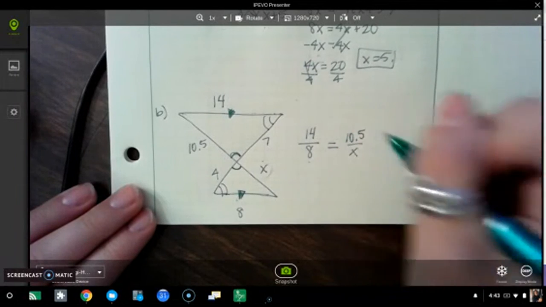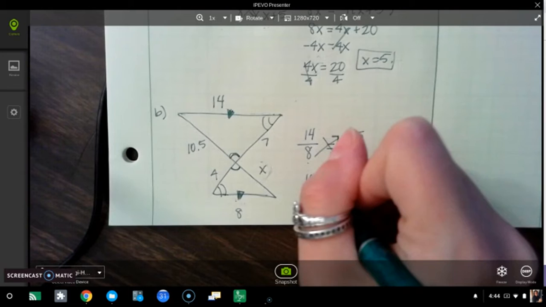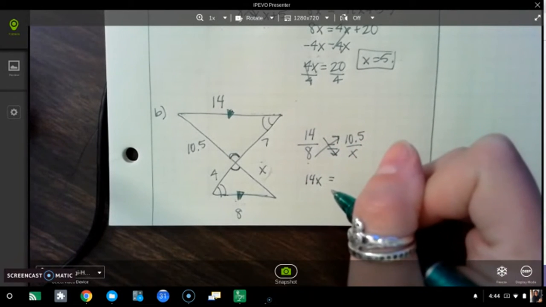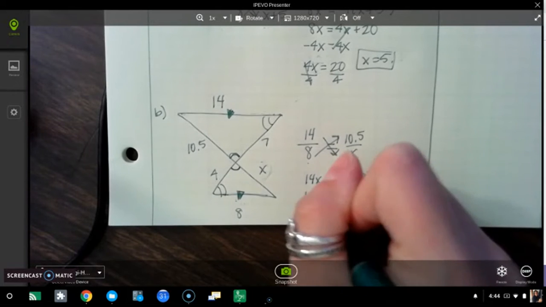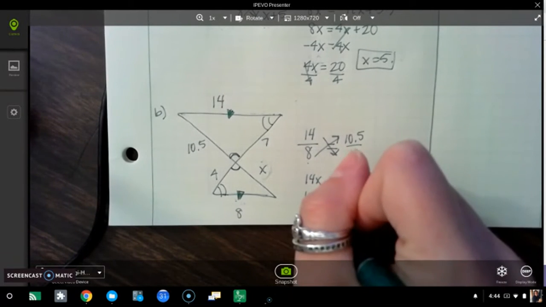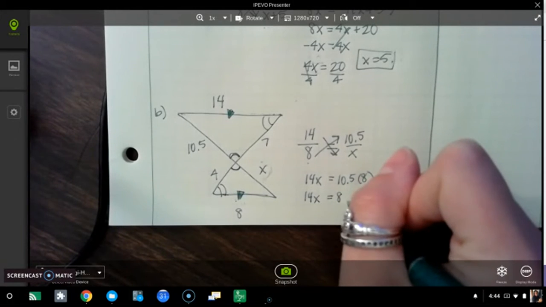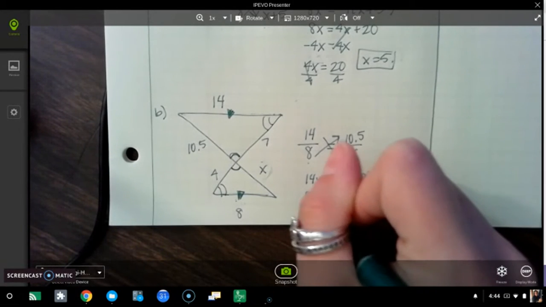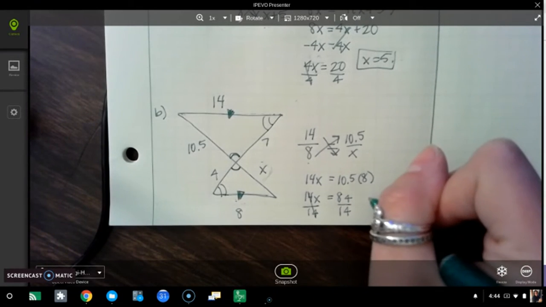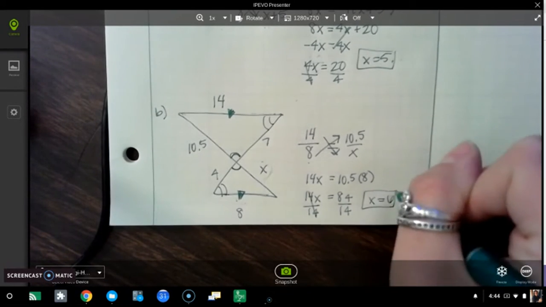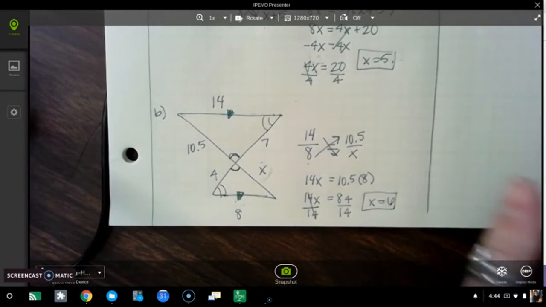So 10.5. So cross multiply, and you're going to get 14x is equal to 10.5 times 8, which gives you 84. Divide by 14 on both sides, and you're going to get x equals 6. So 3b gave us x equals 6.